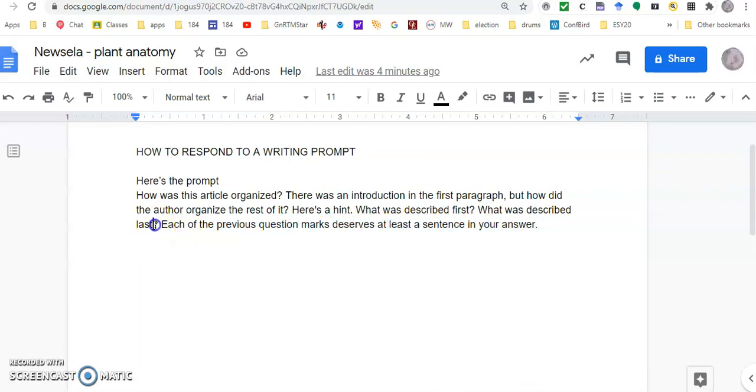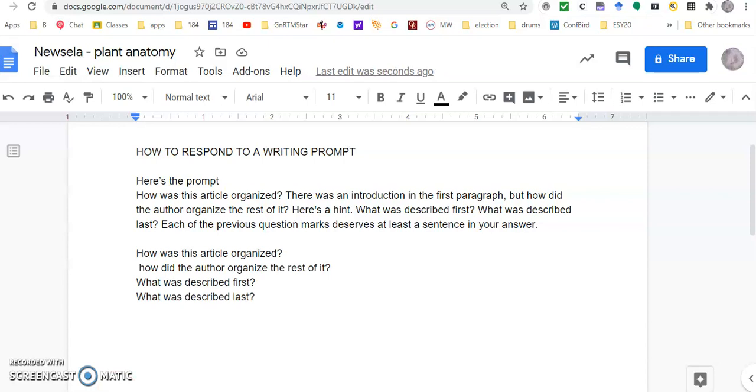What do I mean? I mean this question mark. What was described last? What was described first? How did he or she organize the rest of it? How was the whole thing organized? So I copied the four questions, and I put them right in here.